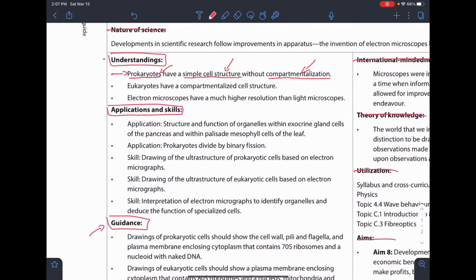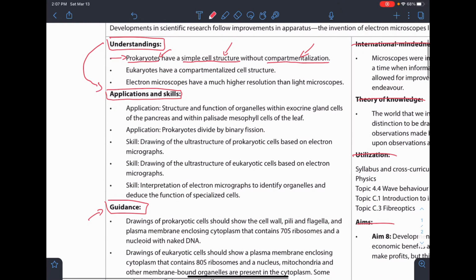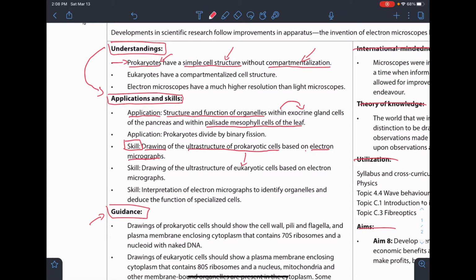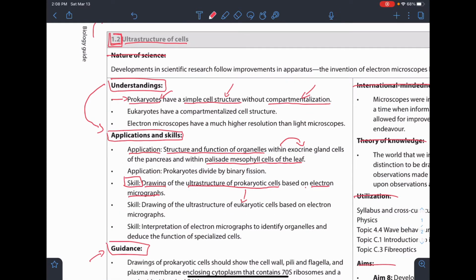Next up, we have applications and skills. This is when they take those understandings and apply them. For example, here you can see that the first application is to understand the structure and function of organelles, specifically within exocrine gland cells of the pancreas and within palisade mesophyll cells of the leaf. And then we also get skills. In this case, we're going to have to be able to draw the ultrastructure of a prokaryotic cell based on an electron micrograph, and the same thing for a eukaryotic cell. This is a very important thing to know. So as you're going through the syllabus, use this as a tool to understand what you need to know, what you have to be able to apply, and what skills you have to know to be successful in an exam.